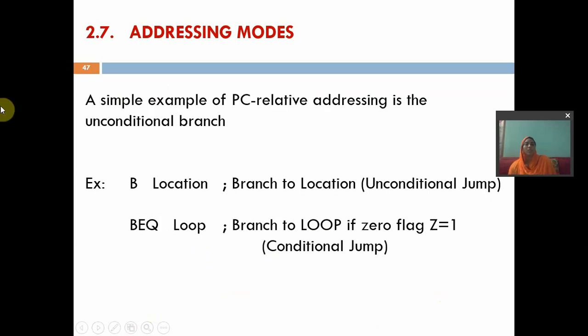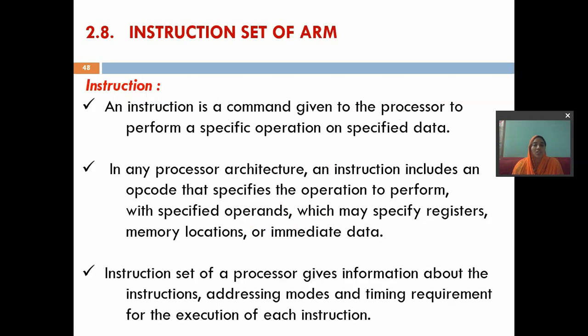So this is an example. These are branches like loops or jumps. B location means branch to location. This is one type of conditional jump. B equal to loop means branch to loop if the zero flag Z equals 1. These are simple examples for PC relative addressing modes. Okay, this is an unconditional branch.